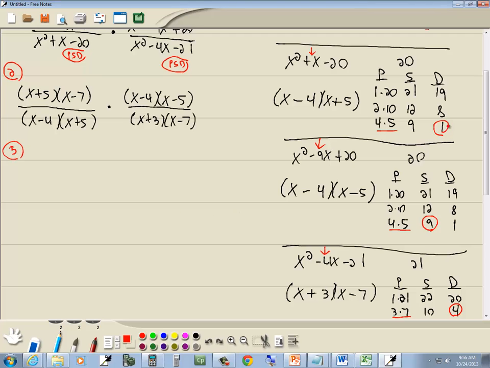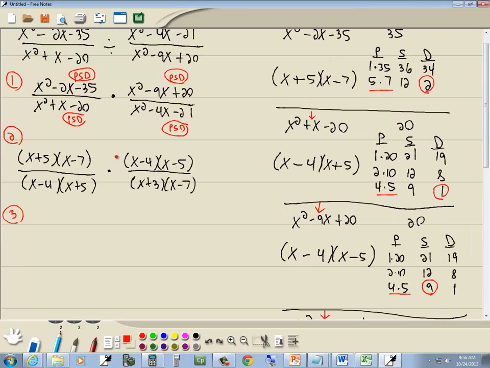Okay, step 3, the fun part. Cancel. The only guideline is one's on top, one's on the bottom, and they're the same. So this x minus 7, I can cancel with this x minus 7. One's on top, one's on the bottom, they're the same. x plus 5, one's on top, one's on the bottom, they're the same. x minus 4, one's on top, one's on the bottom, they're the same.